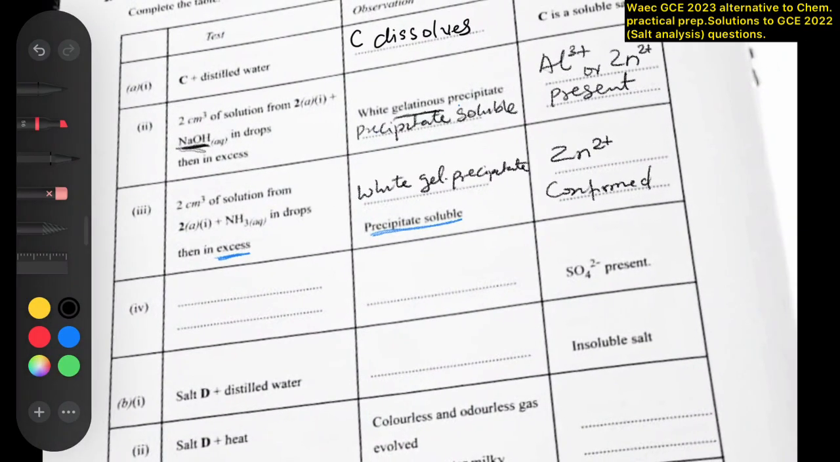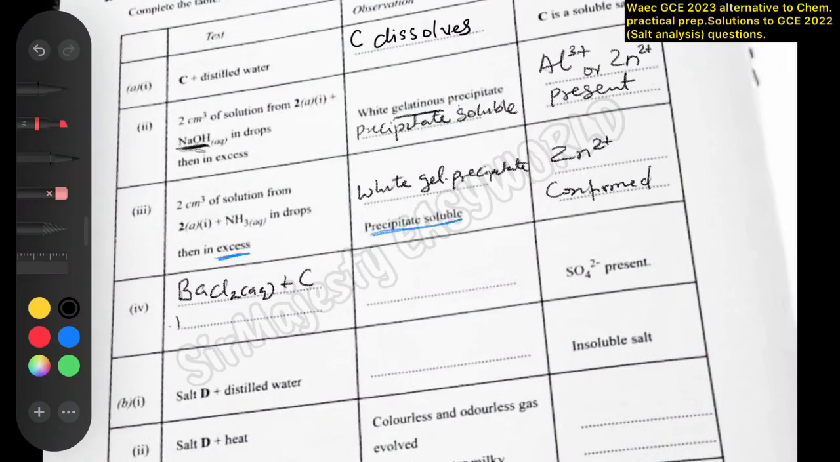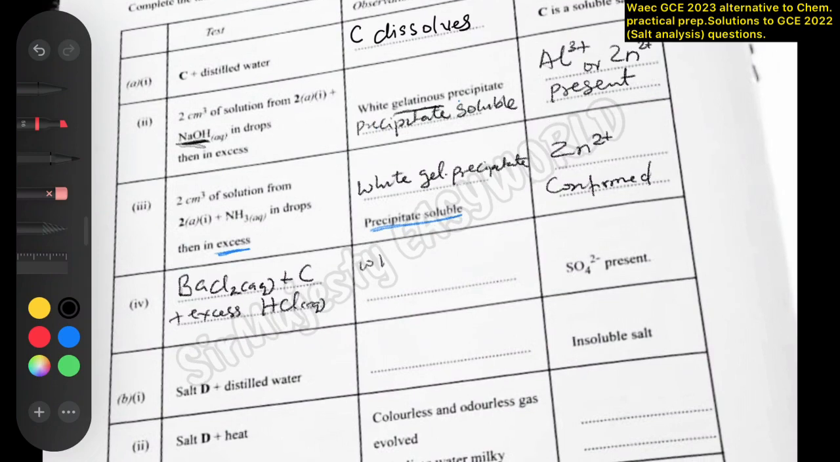So we move on. The next one gave us a column to fill: dash dash under tests, and then observation dash, then inference SO4 present. So that means it's going to be C plus barium chloride plus excess HCl. Since you know how to test for the presence of SO4, that's the tetraoxosulfate(VI) ion, here is going to be barium chloride. Remember to put aqueous: C plus barium chloride plus excess HCl. Aqueous is going to be dilute. Your observation is white chalky precipitate, or powdery precipitate.